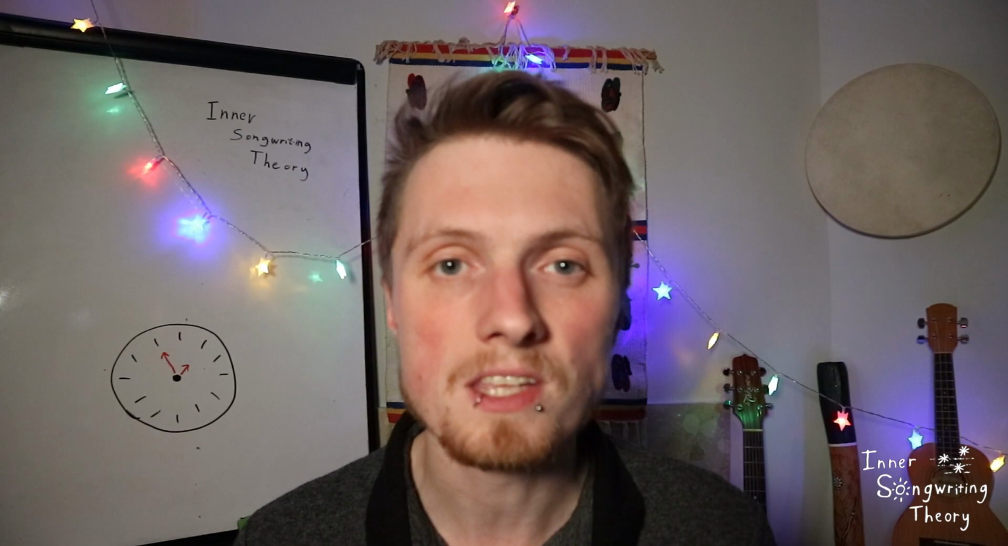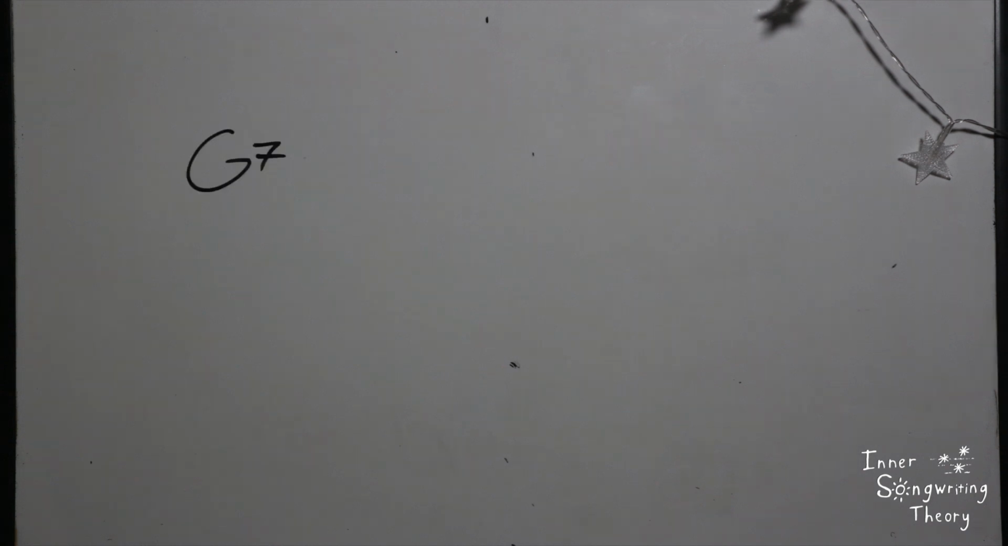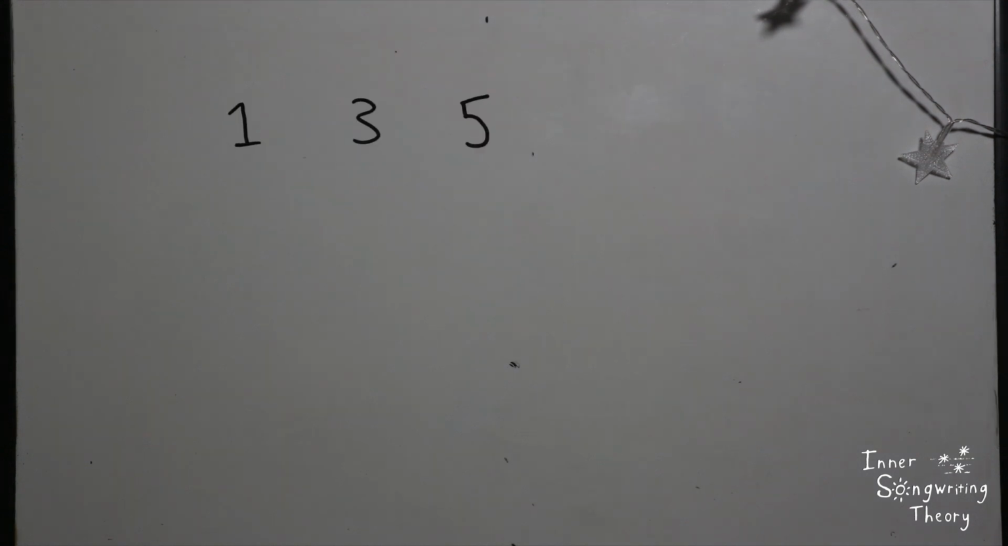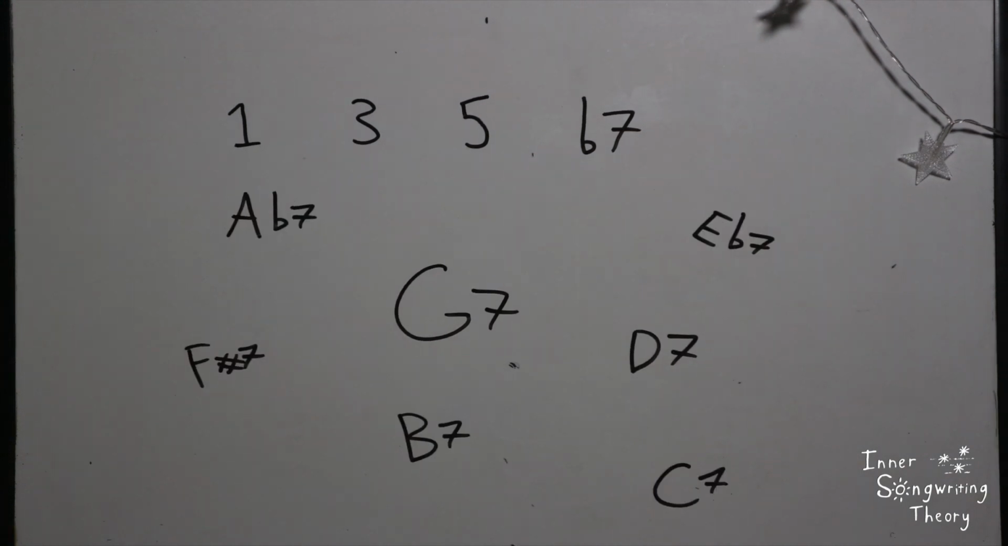Dominant chords come in many different forms. The most common form is as a 7 chord, also known as a dominant 7th, made up of a root, 3rd, 5th and flat 7. For example, G7, D7, or any other dominant 7th chord for that matter.